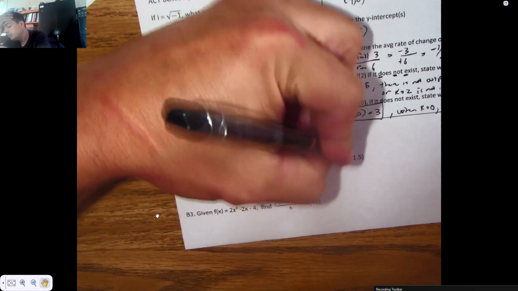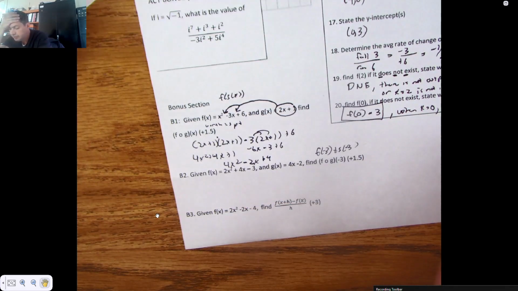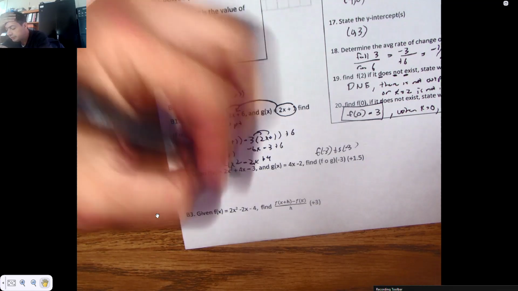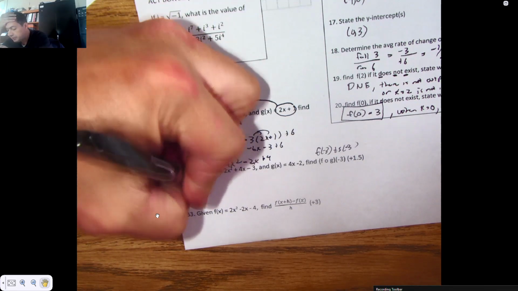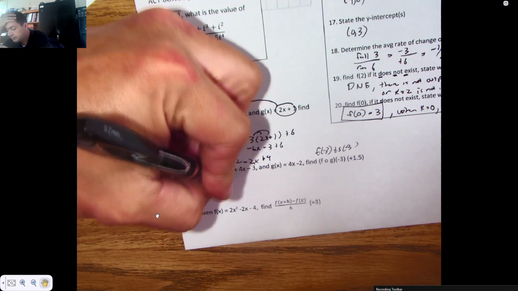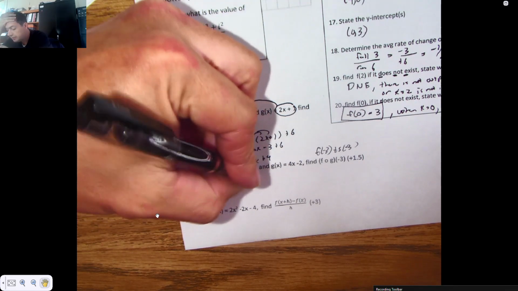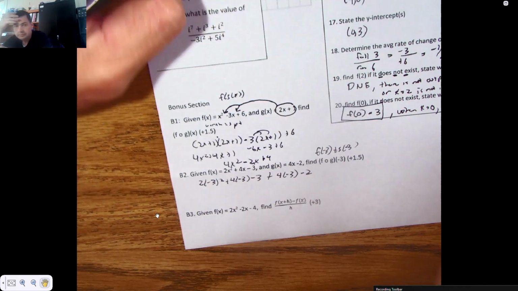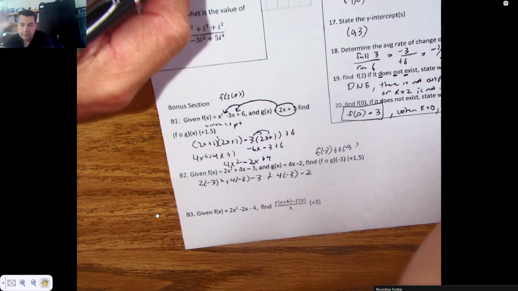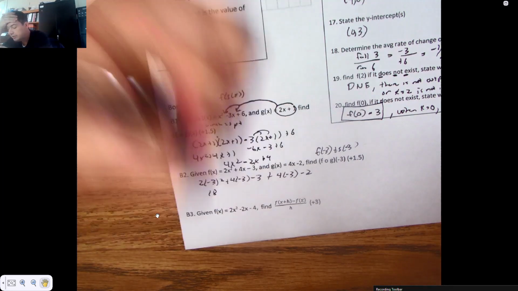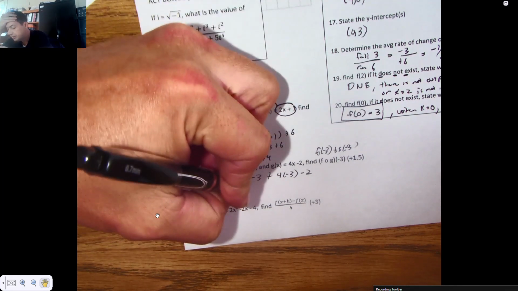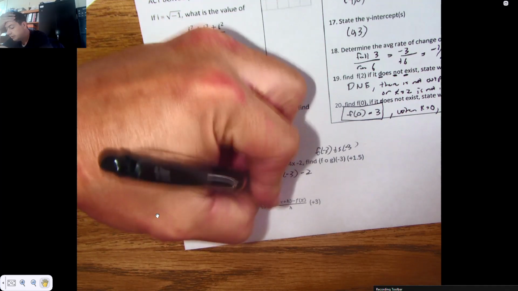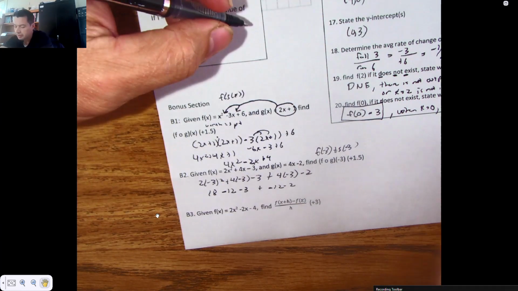This is just like it is in the front. f of -3 plus g of -3. The only reason it's a bonus is because we have squares and stuff. So this is 2 times a -3 squared plus 4 times a -3 minus a 3, plus, because there's a plus, 4 times a -3 minus a 2. Take a -3 and square it, you get 9. 2 times 9 is 18. 4 times -3 is -12. Minus 3 plus negative 12 minus 2.